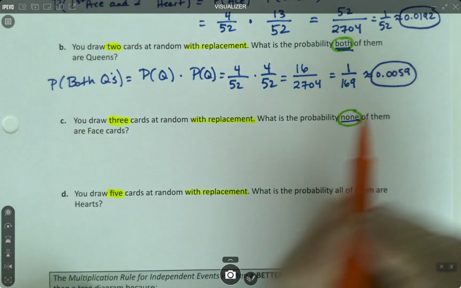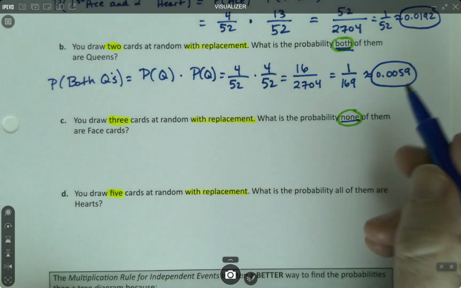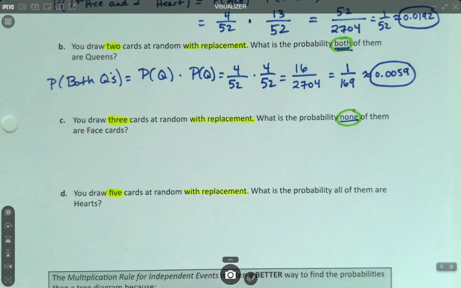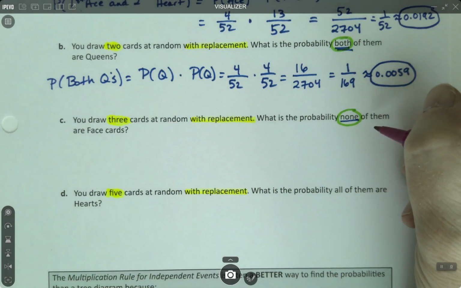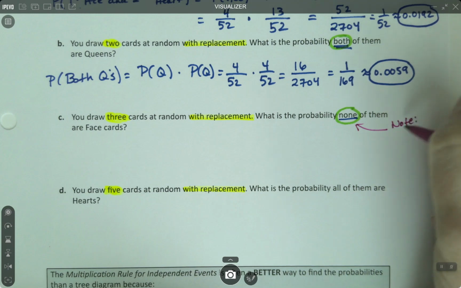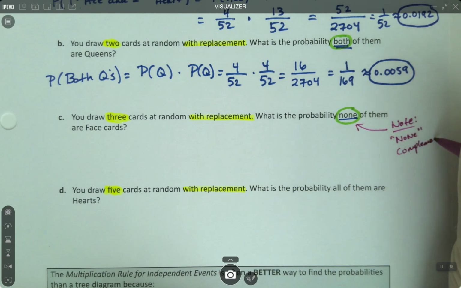So none is a little strange. None needs kind of the complement rule and the multiplication rule. So I'm going to make a little note of that. None means you're going to need complement rule and multiplication rule. So you need rule number 3 and rule number 4. I'll show you what I mean.